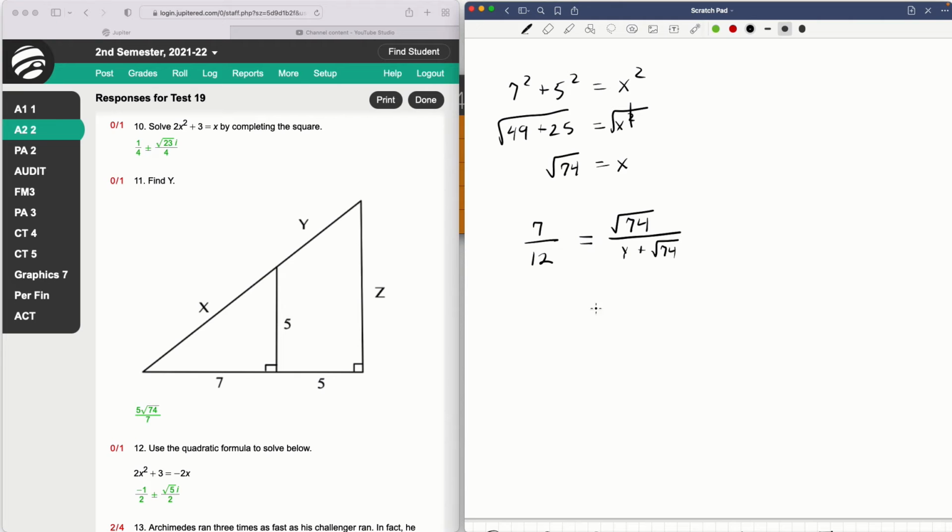So we have 7y plus 7 times the square root of 74 is equal to 12 times the square root of 74. So if I divide everything by 7, actually what I'm going to do is not divide just yet. I'm going to subtract 7 times the square root of 74 from both sides.